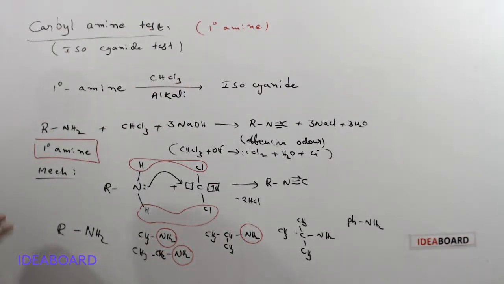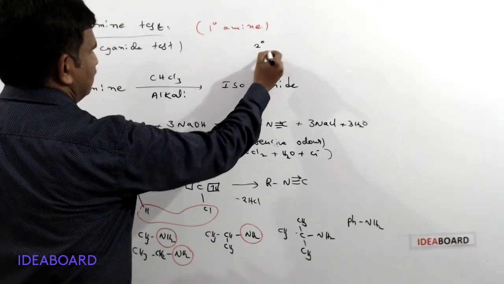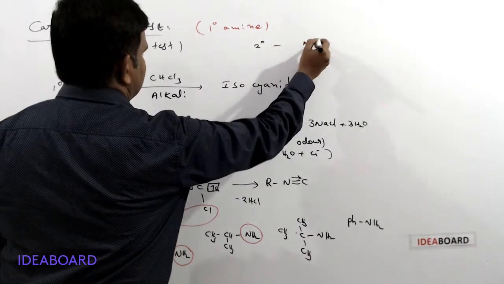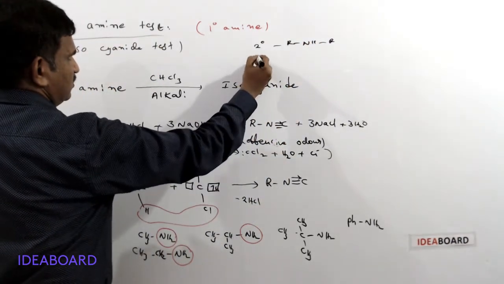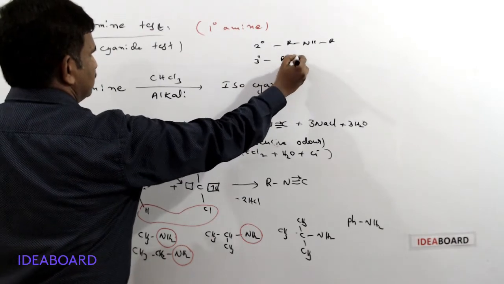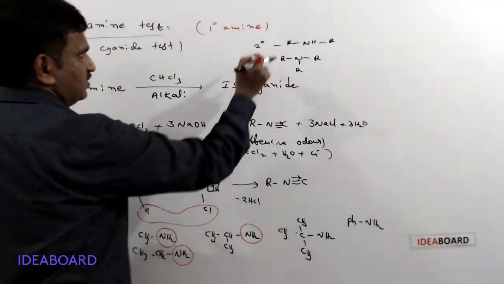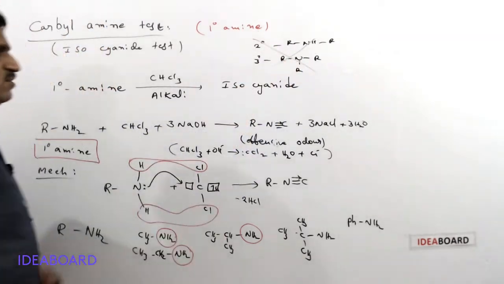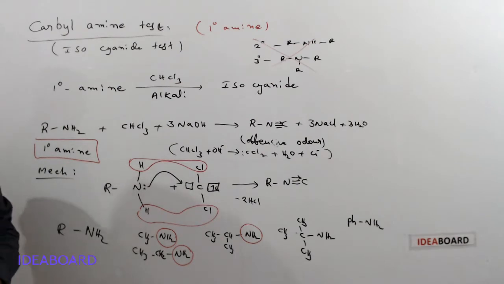Secondary amines will not give this test. Please remember, secondary amines and tertiary amines will not give it. Secondary amine means R2NH, and tertiary amine means R3N. These tertiary and secondary amines will not give this carbylamine test or isocyanide test. Okay.